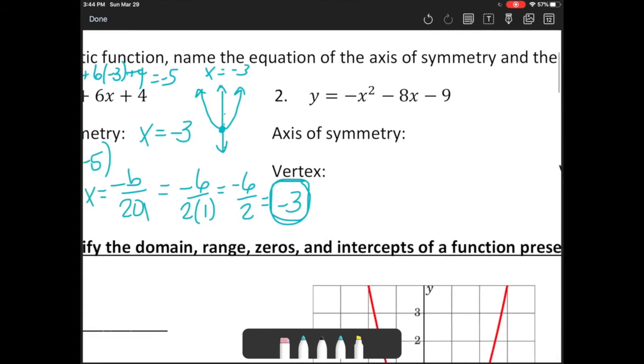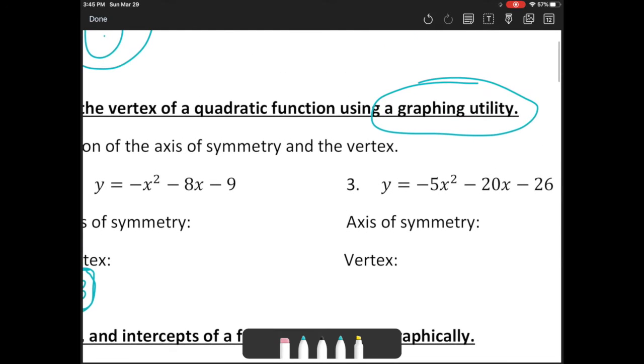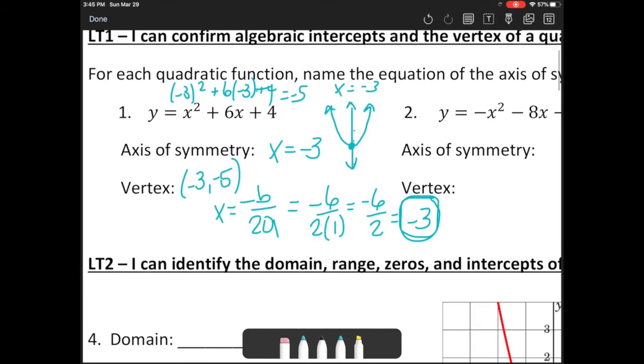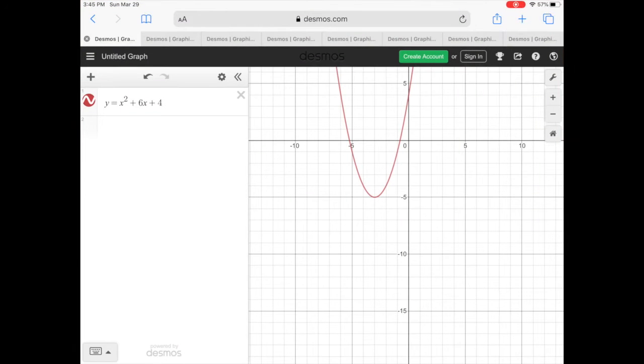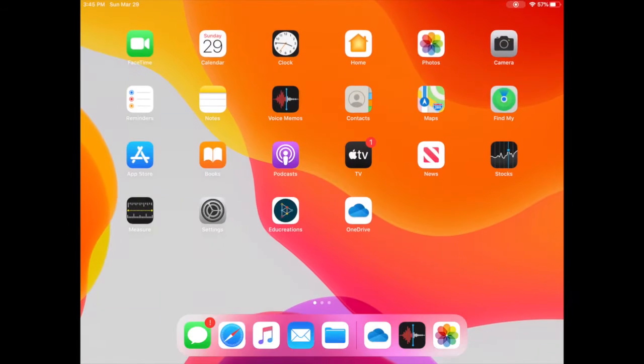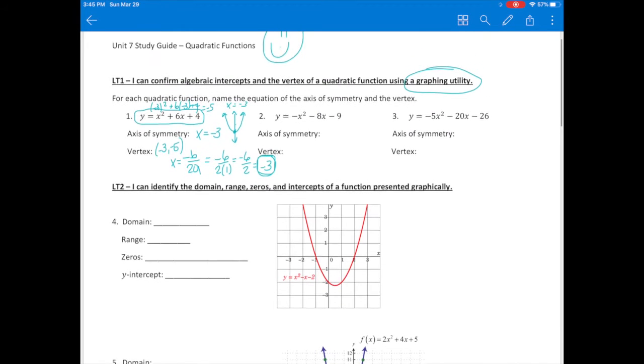Or we can do it using a graphing utility. If we're going to use a graphing utility, it's very simple. All we have to do is type the equation into Desmos and look at the graph. So let's take a look. I have the first equation typed here. If you want the vertex, if you click right there at the minimum point, there it is, negative 3, negative 5. And the axis of symmetry would be the vertical line that goes through the vertex. And since the x value is negative 3, it would be x equals negative 3. So we can do this just by looking at the graph also.